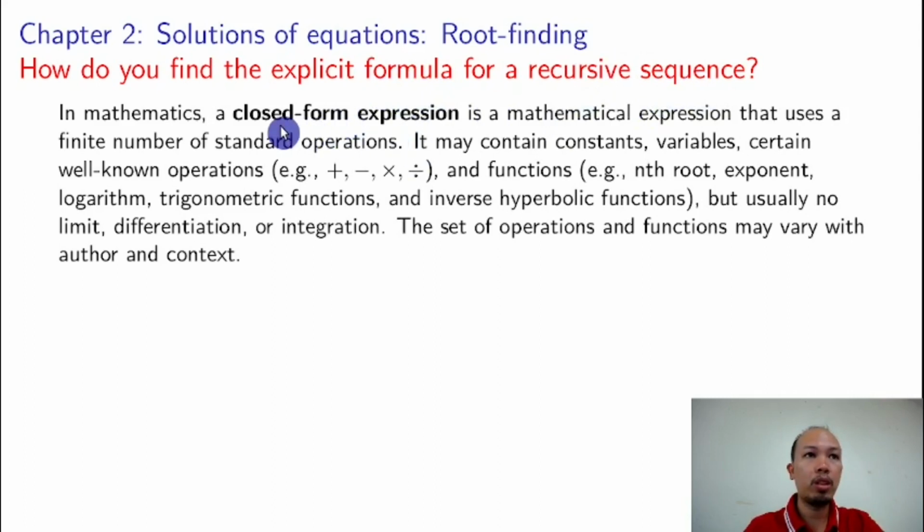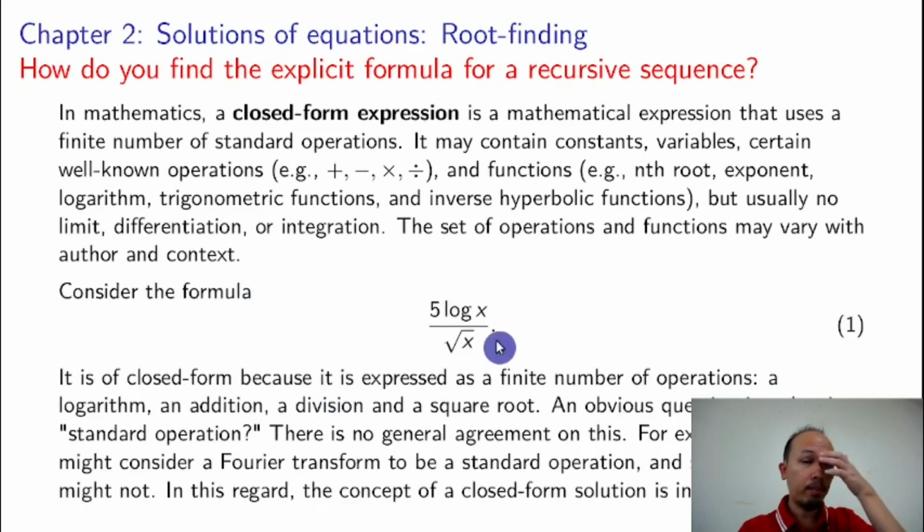Okay, so what do we mean by the closed form? It says here: in mathematics, a closed form expression is a mathematical expression that uses a finite number of standard operations. Finite number. Okay, remember this word here. It may contain constants, variables, certain well-known operations, functions such as exponent, logarithm, trigonometric functions, and so on and so forth, but usually no limit, differentiation or integration. The set of operations and functions may vary with author and the context.